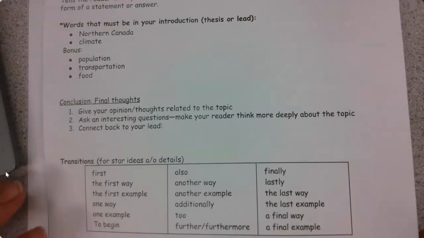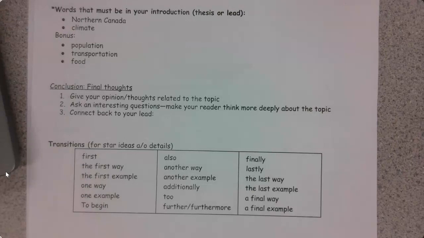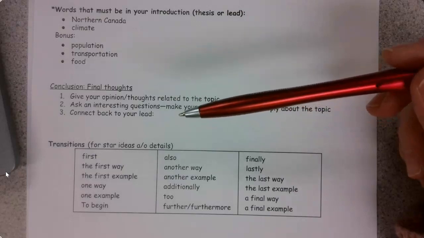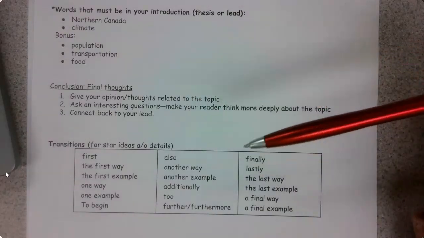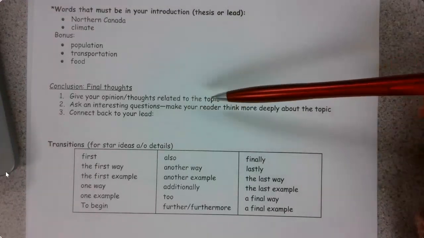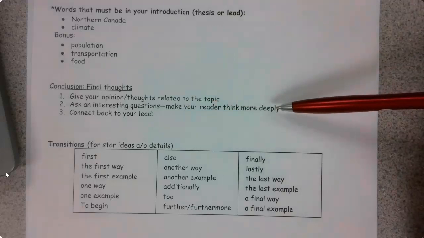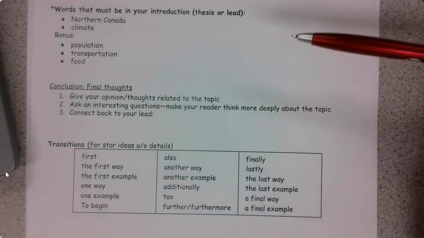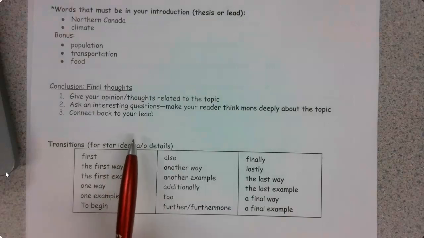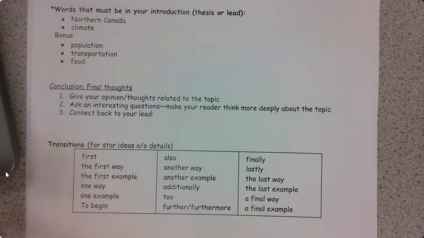Now, for the final thoughts, that always gets tricky for people. Like, what else goes in my conclusion? Here are some options. So one, you can give your opinion or thoughts related to the topic, your impressions, your opinions. You can ask an interesting question to make your reader think more deeply about the topic. Questions tend to draw readers in and make them think. You can also connect back to your lead, and your lead was about climate. So you can look at what you had in your lead and kind of come full circle and make a connection to that lead. All right, so go ahead and plan your conclusion if you would like.